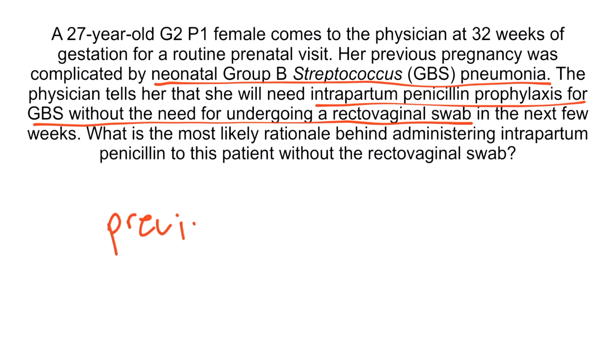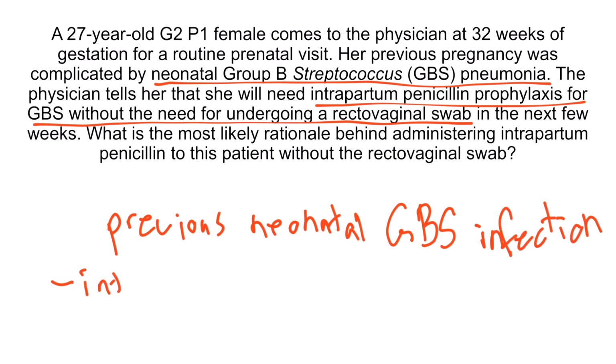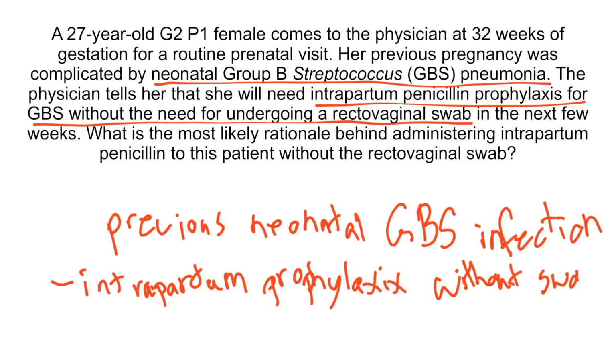Okay, so this patient had a prior history of neonatal group B strep. So her first child had pneumonia with group B strep. And that alone is an indication for intrapartum penicillin prophylaxis. So remember, that was one of the reasons that you can forego the rectovaginal swab and just give the prophylaxis. And the rationale is that the patient is already at such a high risk for having group B strep vaginal colonization that you don't want to take any chances at this point. So the risk of giving her prophylaxis is not nearly as much as the risk of the infant or neonate developing a group B strep complication.